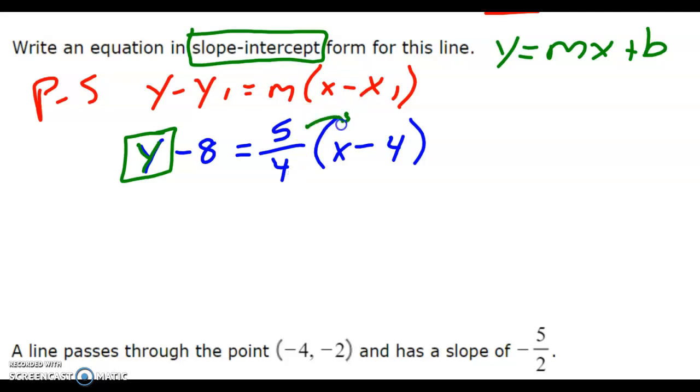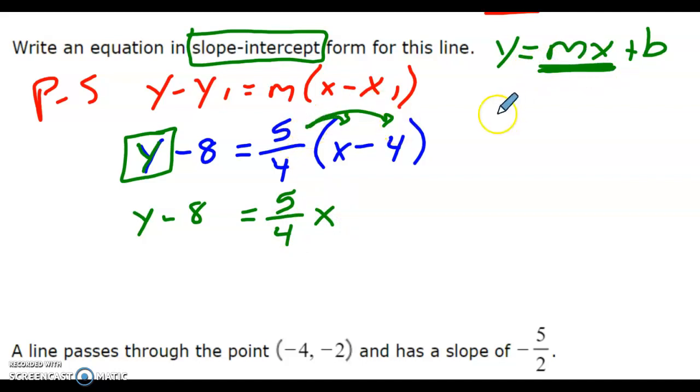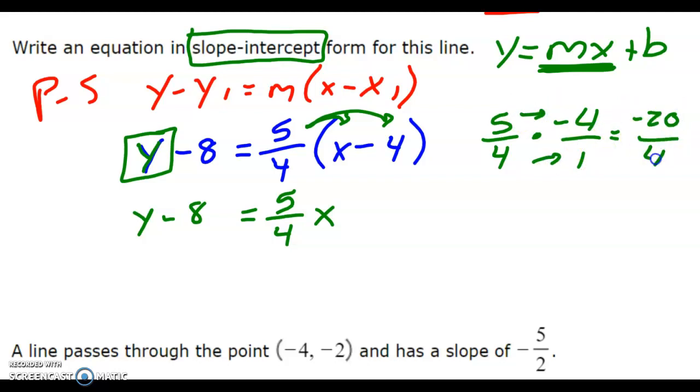So the first thing we have to do is distribute, and I know this gets ugly with fractions. So your y minus 8 is staying put on the left-hand side. 5/4 times x is just 5/4 x. Notice we can start to see this develop with your mx value. And then 5/4 times negative 4. So 5/4, remember when we're multiplying fractions, you just multiply top times top, bottom times bottom. So 5 times negative 4 is negative 20. 4 times 1 is 4. Negative 20 divided by 4 is going to be negative 5. So that 5/4 times negative 4 ended up with a minus 5 in there.